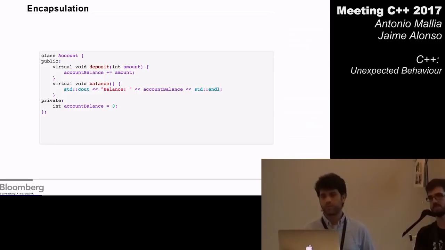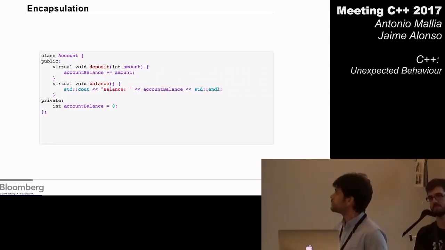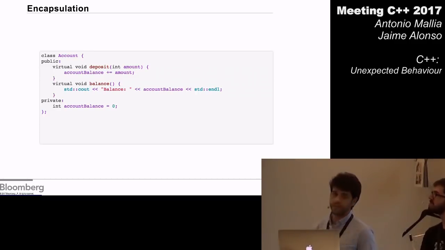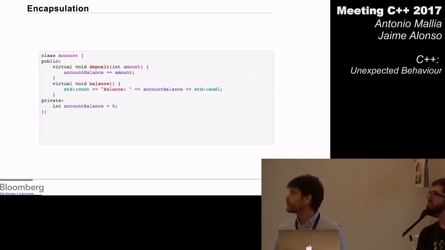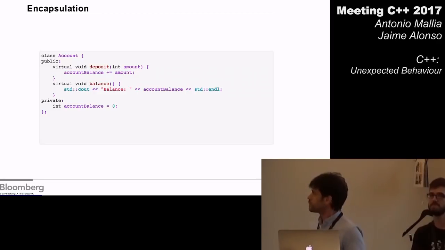So let's imagine that we have this snippet of code. We have an account, and it's a bank account. We have a state of the account, which is the account balance. The API of this account is basically that you can deposit some money, and you can print the balance of your account. So far, so good, I guess.